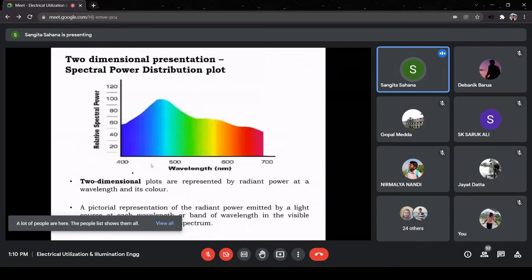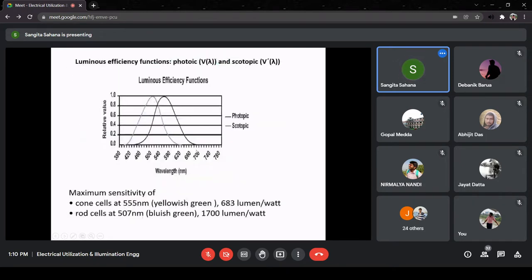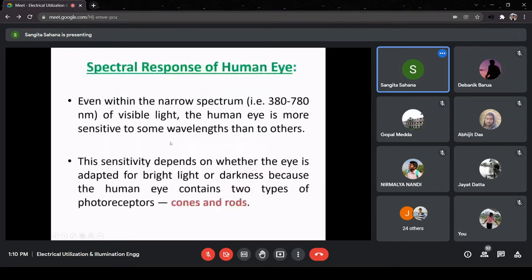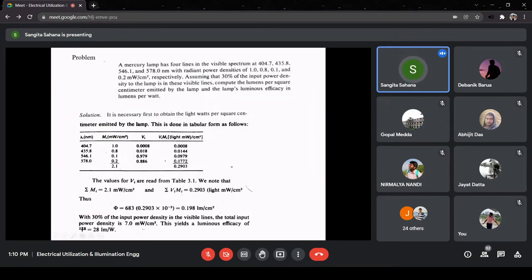So if you can remember this V lambda function, this one, you can see this is from 0 in between 380 to 780. So it's increasing from 380, the peak is at 555, again it is decreasing. Okay, so the value is 1 for the normalized curve. This one is at 555 nanometer. So that's why you can see here near 555, at 546 it's 0.979.